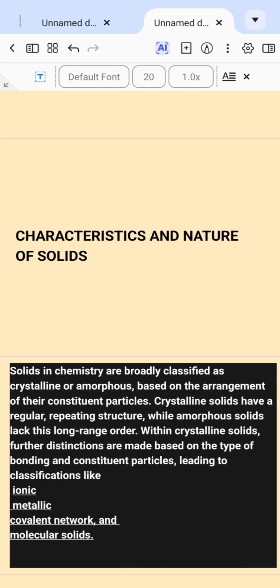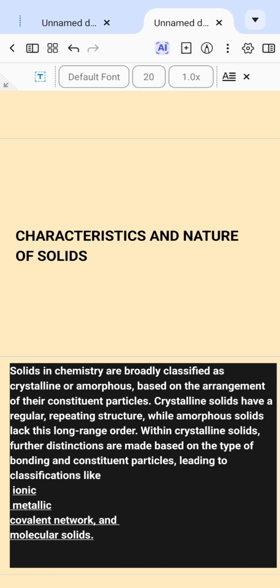their particles. Now, within crystalline solids, further distinctions are made based on the type of bonding and the constituent particles that lead to four groups of crystalline solids. The first one is the ionic solid. The second one is the metallic solid. The third, covalent network, and the fourth, molecular solids.